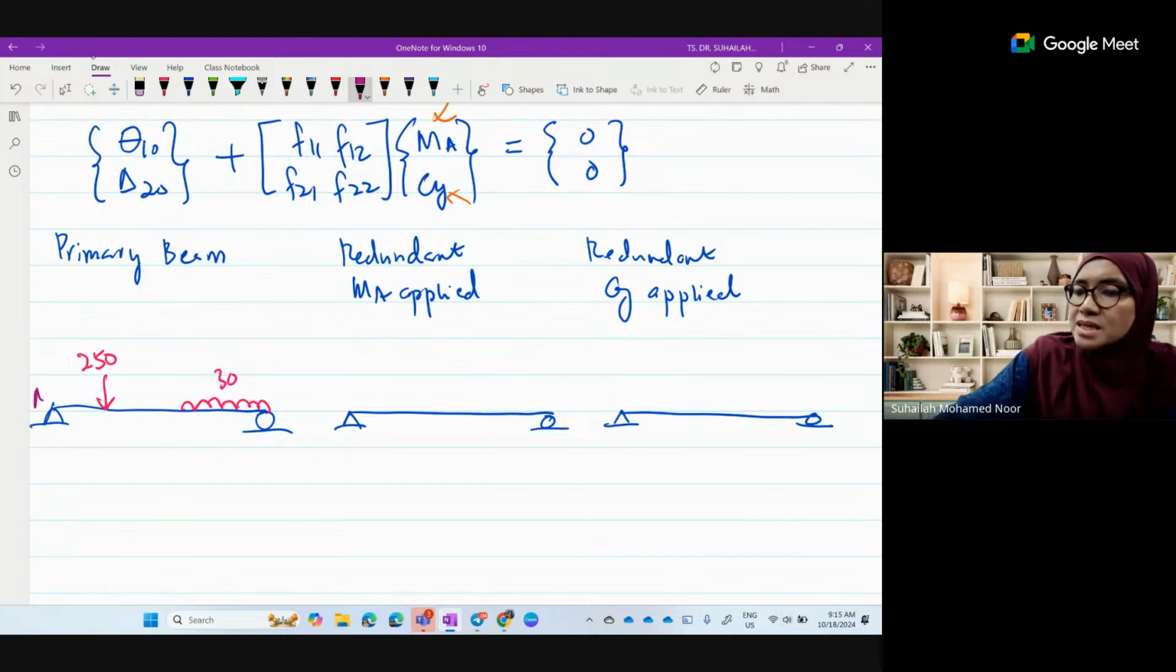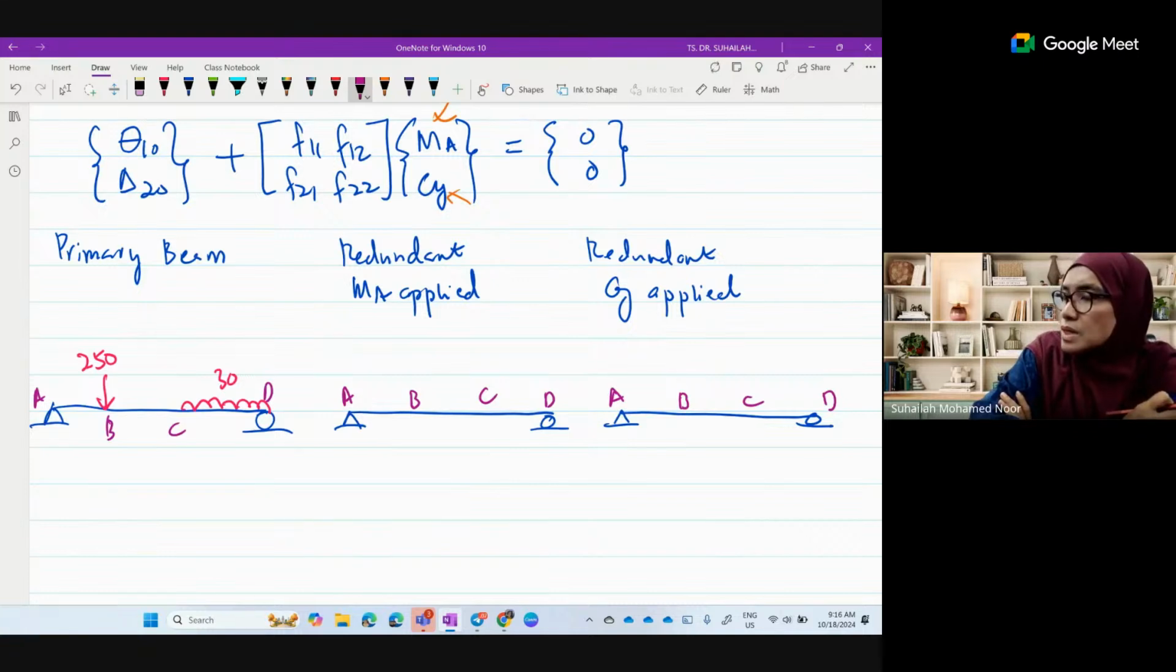Okay, label masih maintain. Label tu masih lagi maintain sini A, ini B, ini C, ini D. Sama juga yang lain-lain. A, B, C, D. Because cutting section kena same. A, B, C, D. Okay. So we have primary beam, redundant beam.